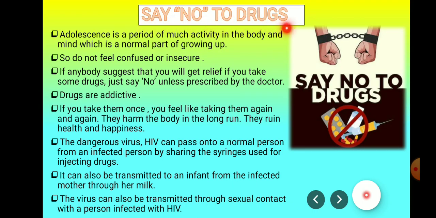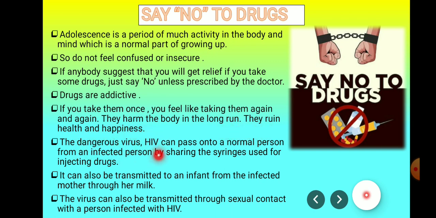Say no to drugs. Adolescence is a period of much activity in the body and mind, which is a normal part of growing up. So do not feel confused or insecure. If anybody suggests that you will get relief if you take some drugs, then just say no, unless it is prescribed by the doctor, because drugs are addictive. If you take them once, you will feel like taking them again and again. They harm the body in the long run. They ruin your health and happiness.